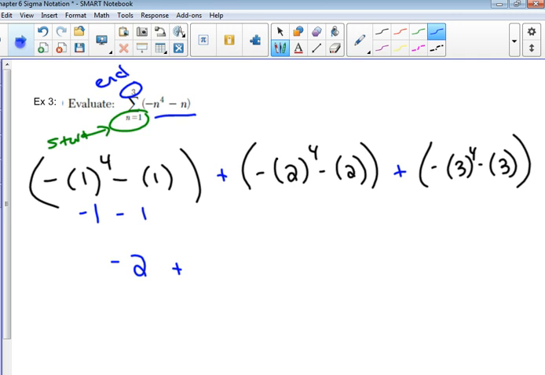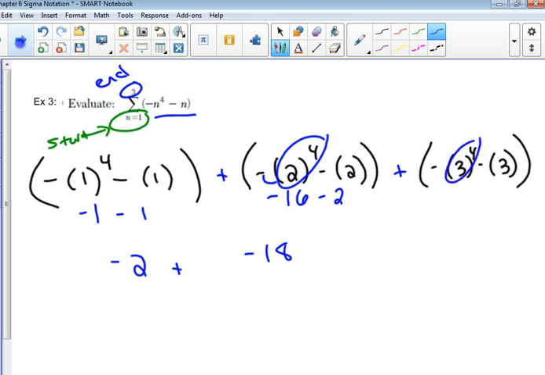Alright, so let's try this next one. Same deal. Make sure we do the exponent first and then apply the negative sign. So what's 2 to the 4th? Those of you who have calculators, 2 caret 4. 16. And then we have to make it negative, and then we have a -2. What would that give you guys? Close. -18.